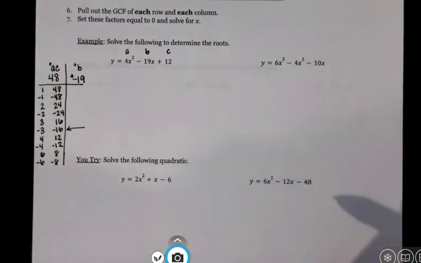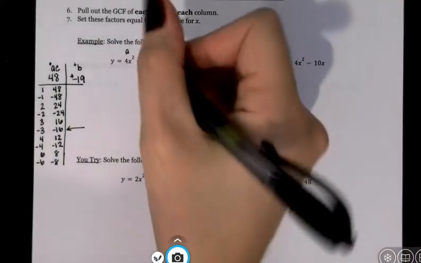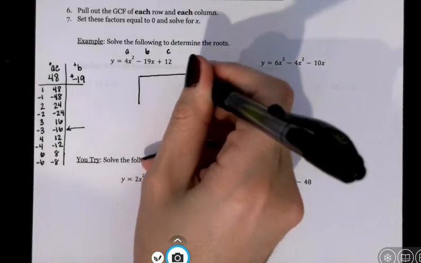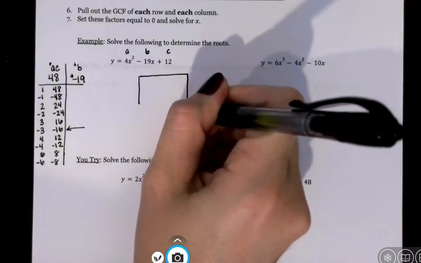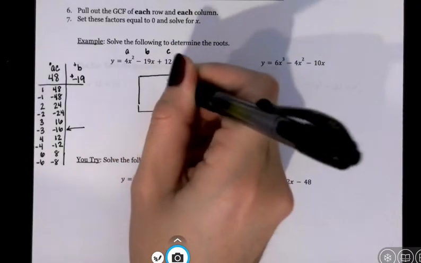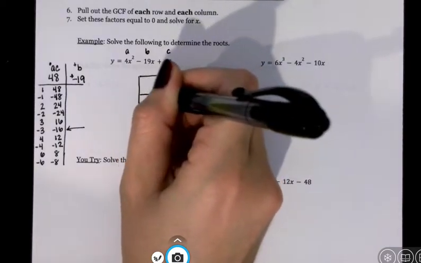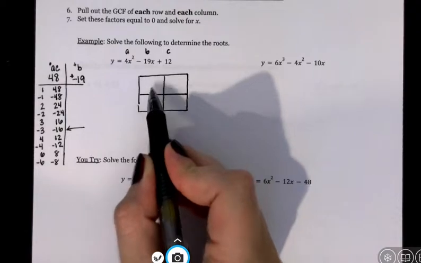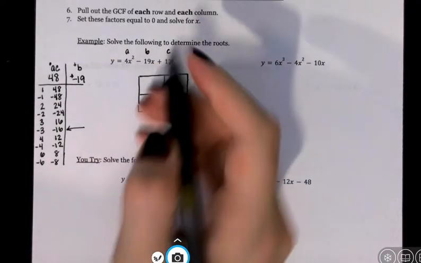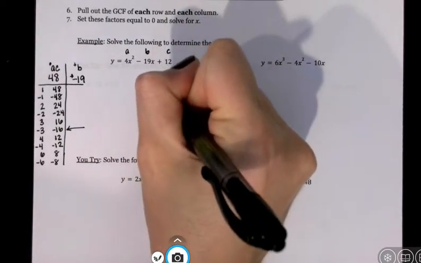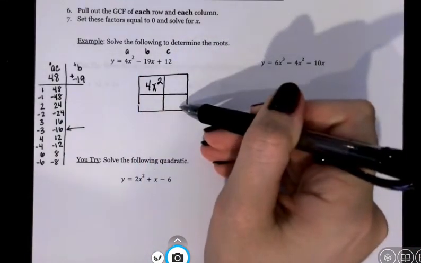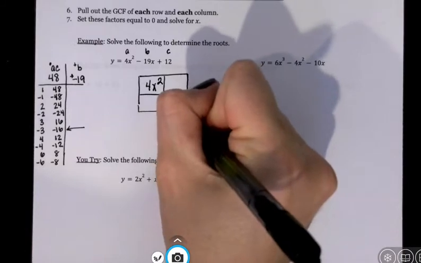So now I'm going to do the reverse box method. I'm going to do it up here so I have some room at the bottom. And I'm going to make a 2 by 2. 2 columns, 2 rows. In this top column, I'm going to put my x squared term. So in my original, I have 4x squared. So that's going to go here. Then my constant is going to go in my bottom right. So that positive 12 goes here.